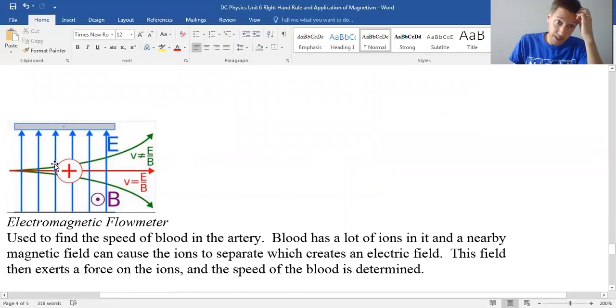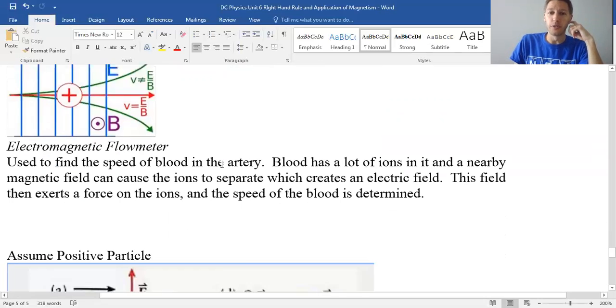Again, big idea here, it has to be balanced. So a positive particle going through, if it goes too slow, it's going to want to fall to the bottom. If it goes too fast, it deflects too much. And if it's balanced, it goes straight through, and we can select the velocity we want.